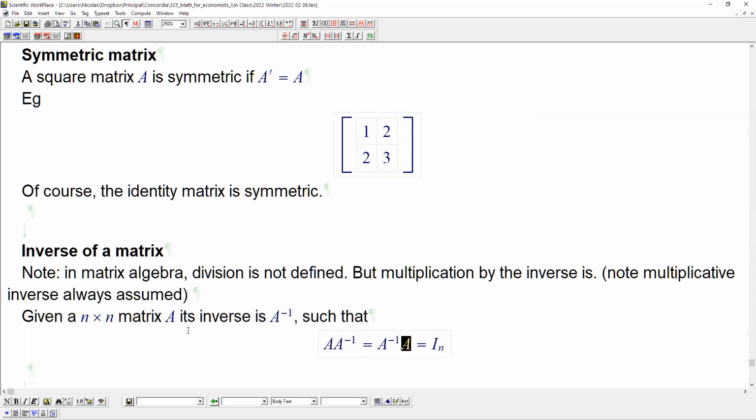If you think this is not trivial, I agree with you. I'm not going to discuss too much why this is the case, but what you have to know is that A times its inverse is equal to the inverse of A times A. It could have not been the case, but it is the case.